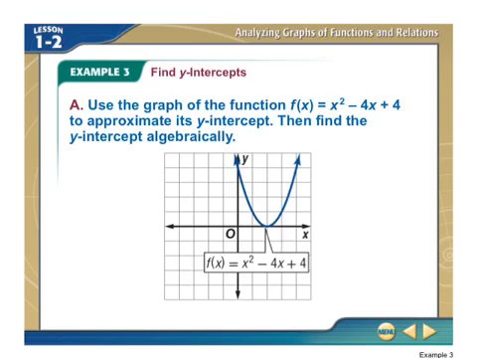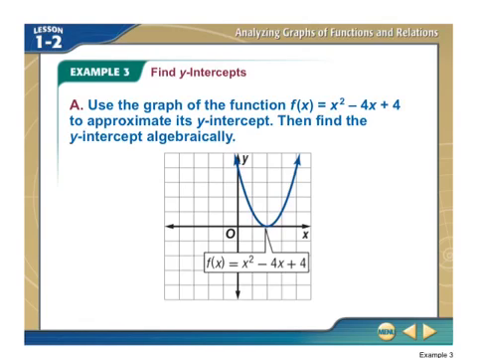Looking at an example, we are going to use the graph of the function f of x equals x squared minus 4x plus 4 to approximate its y-intercept. Then we are going to find the y-intercept algebraically.